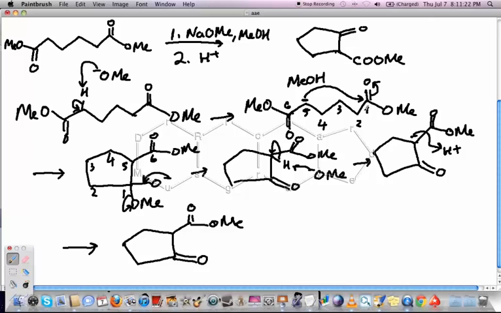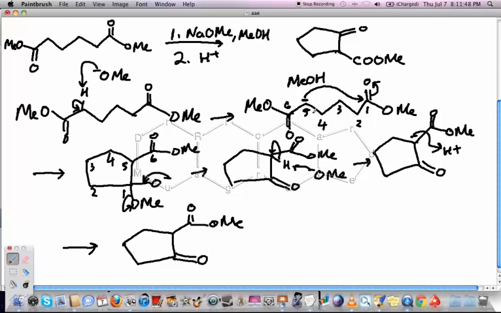And one other thing you'll notice is that we always get a ring size that is 1 less than the length of the chain. So if we've got a 6 carbon chain here initially, we're going to end up with a 5-membered ring. If we had a 7 carbon chain, we'd end up with a 6-membered ring. And that's always because the negatively charged carbon is always the alpha carbon, and it goes around and hits the other C double bond O.